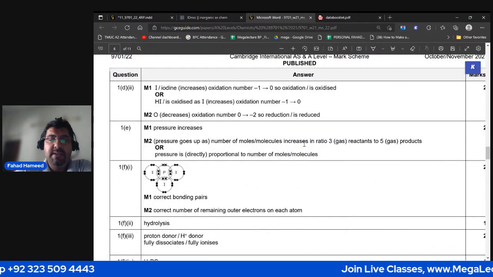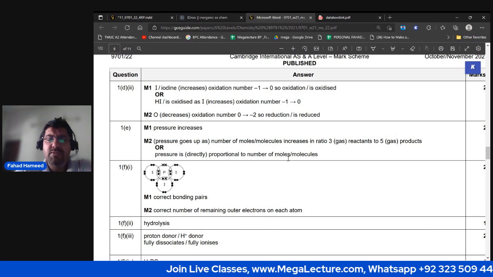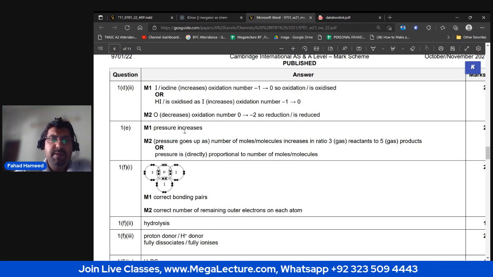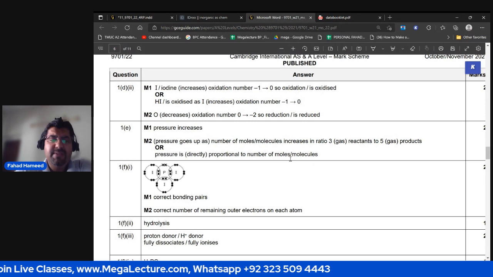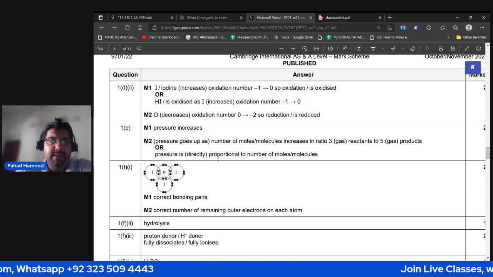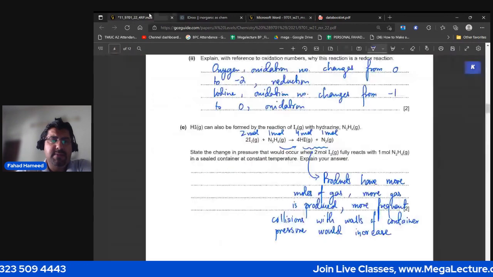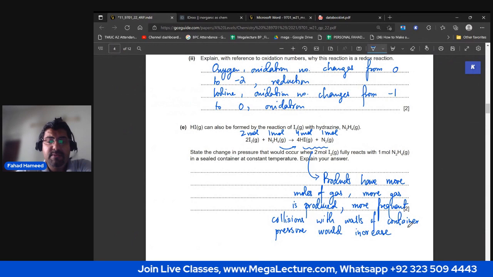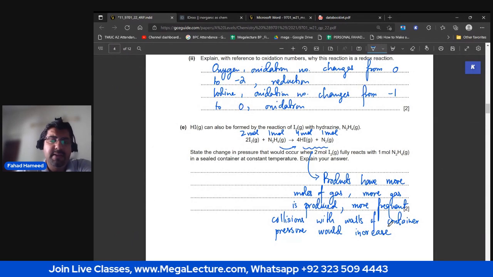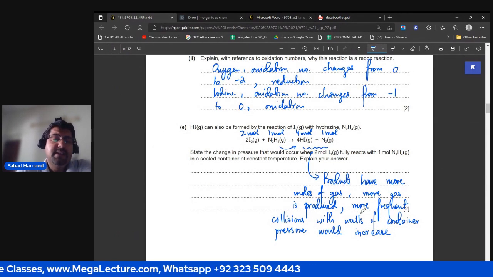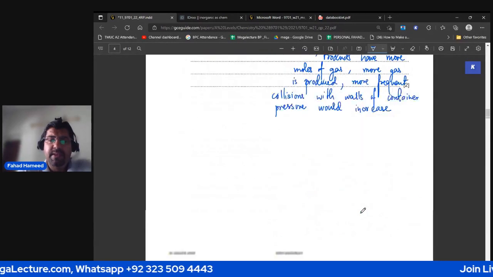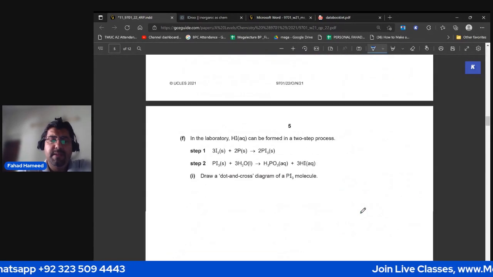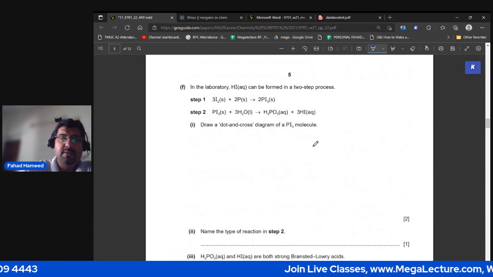So pressure is directly proportional to the number of moles. Pressure increases, so we kind of said that the moles are increasing, so the pressure is increasing. So I think we should get this mark as well. More gas is produced, so more frequent collisions with walls, and the pressure would increase. So it means that if you have more moles of gas, I think we will get the mark for that.